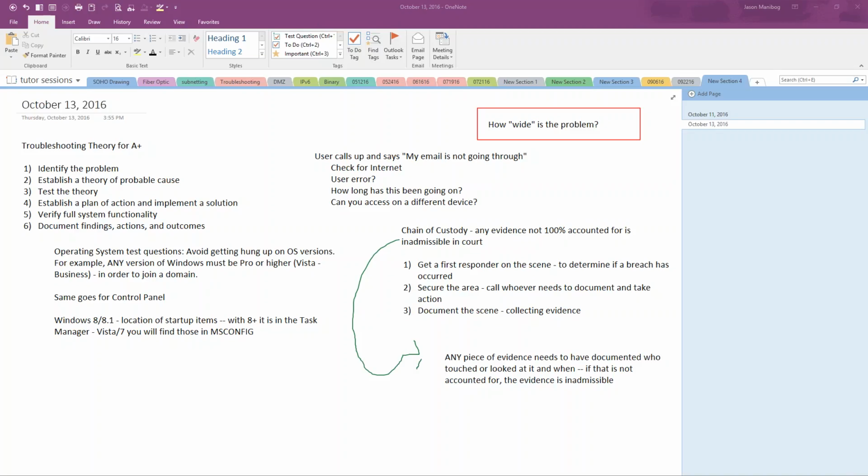So as far as where you see this in the CompTIA test, there is a little bit of that in A+, but not a whole lot. Network Plus and Security Plus, you better know this.